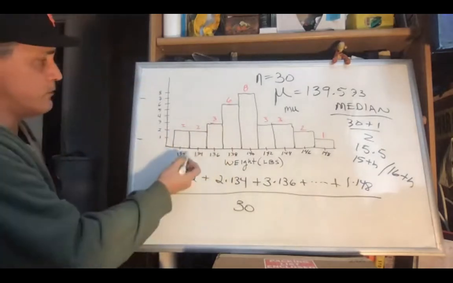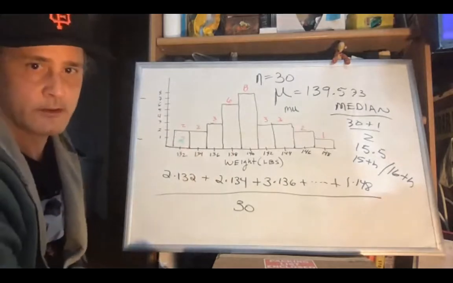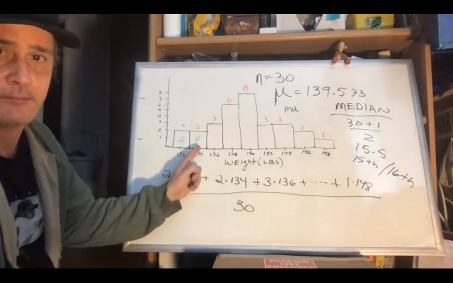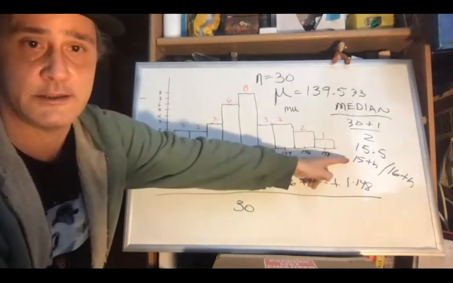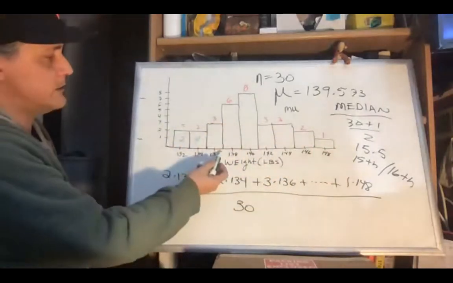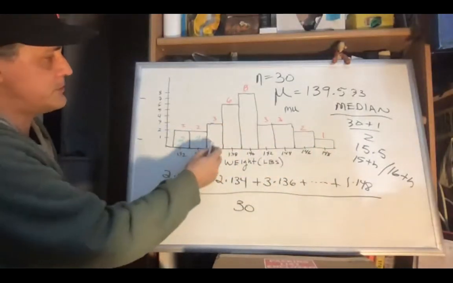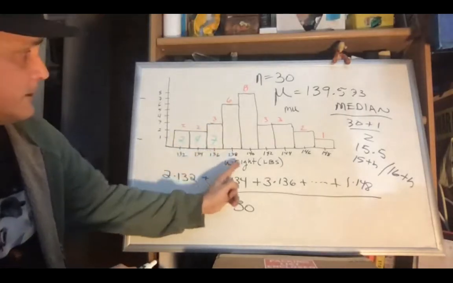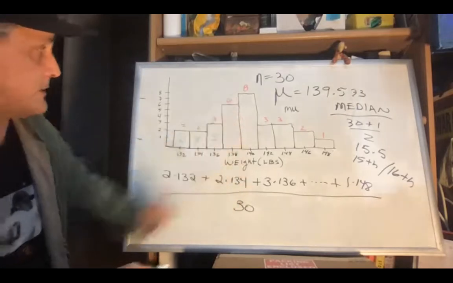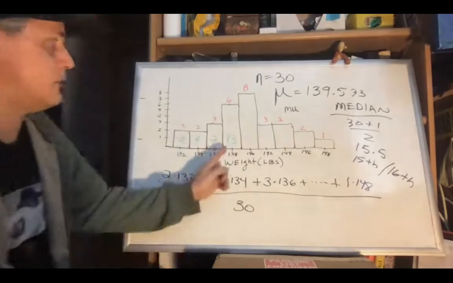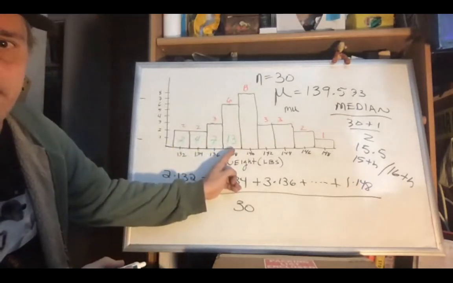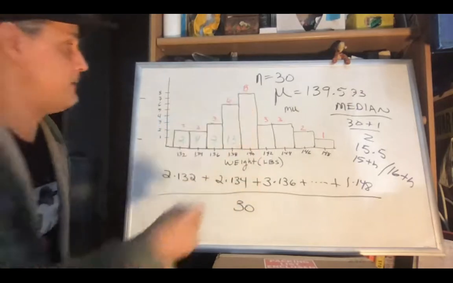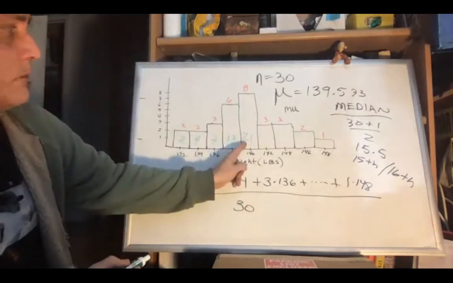Okay, so less than 133, there was 2. Less than 135, there was 2 plus 2. So the fourth number would have been in this bar, and we're looking for the 15th and 16th number. Okay, so then less than 137 would be the 3 plus 2 plus 2. Again, notice you can just add to the previous number. Okay, and then this would be less than 139, so we add the 6. So the 13th number would be in this bar. Okay, and then less than 141, we add the 8. Okay, so the 21st number would have been this bar.